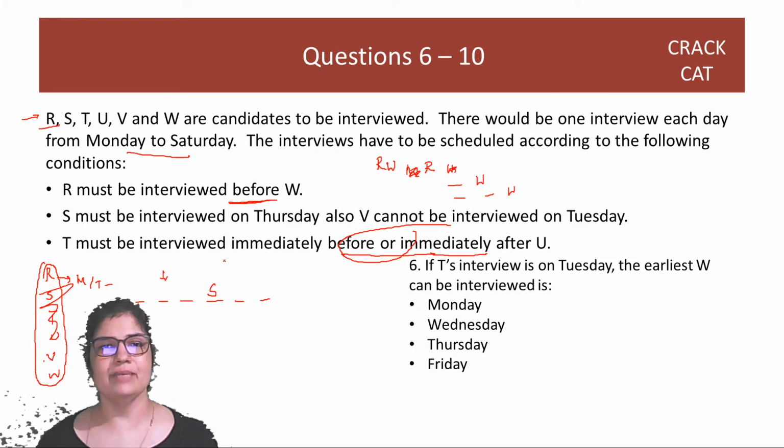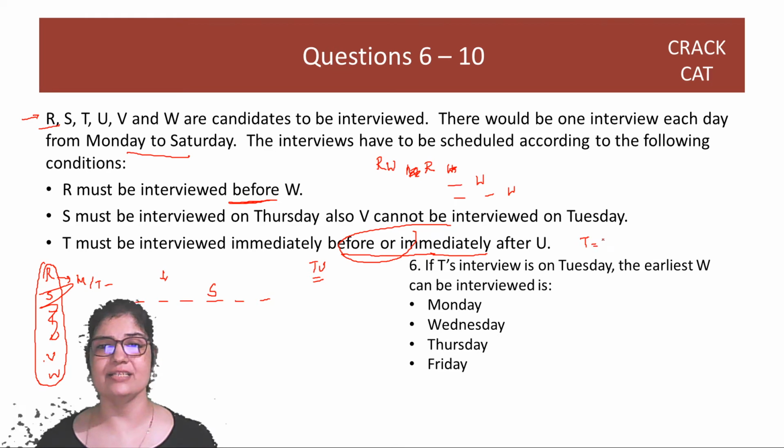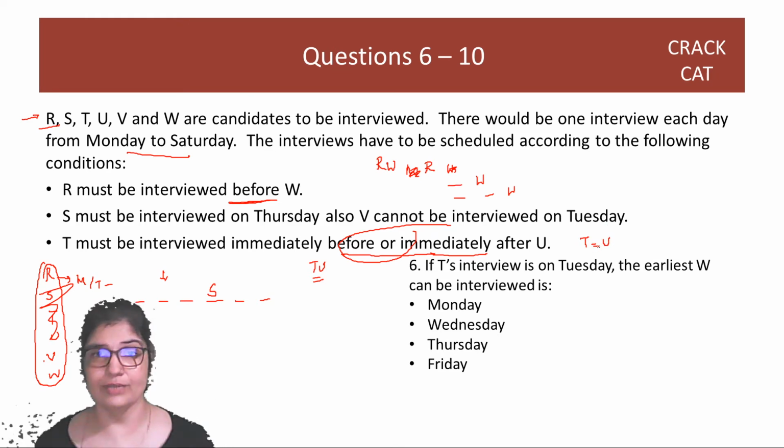T must be image. So yeah, like the earlier question when you had P and R, here you are having T and U together. We don't know the order. And because there is no connection of T or U with anybody else, in this question you can treat T as equal to U. Let's see how that can be helpful.